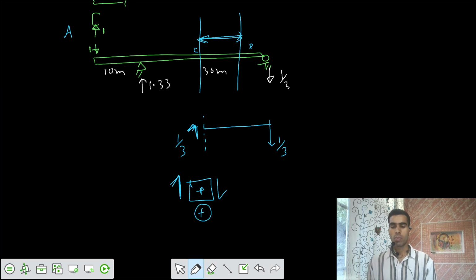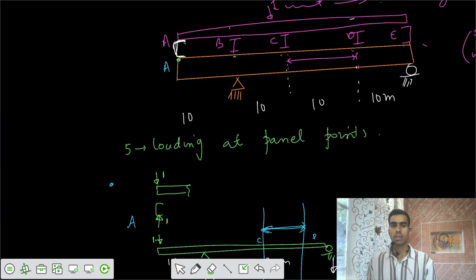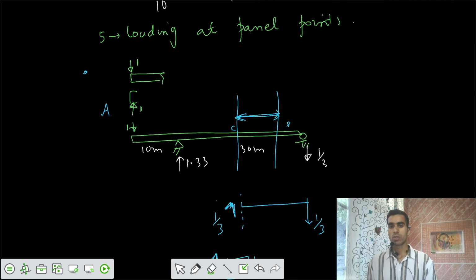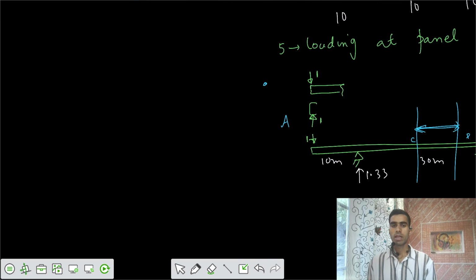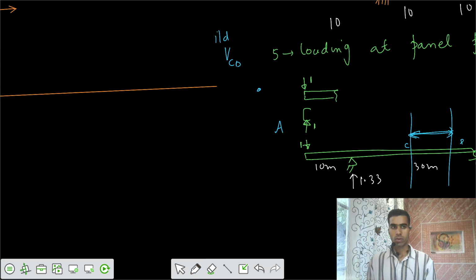So I would say the positive value of 1/3 is the shear at section CD when the load was at point A. Now, if I draw that ILD, this is the direction of load. When the load was at A, this was 1 kilonewton. This is the ILD for shear in panel CD, and this value is equal to 1/3, that's 0.33. So we got the first critical point.